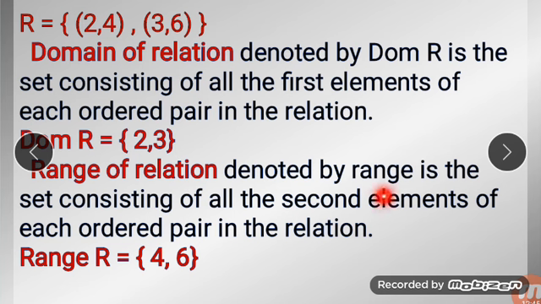Range of a relation, denoted by range R, is the set consisting of all the second elements of each ordered pair in the relation. Here we can see that the second elements are 4 and 6. So this will be the range of the relation. Here we are done with the introduction of the topic.